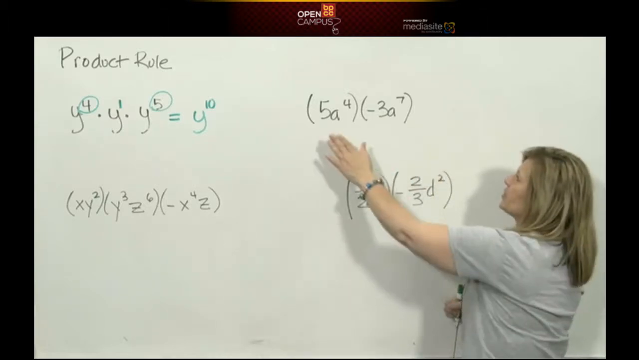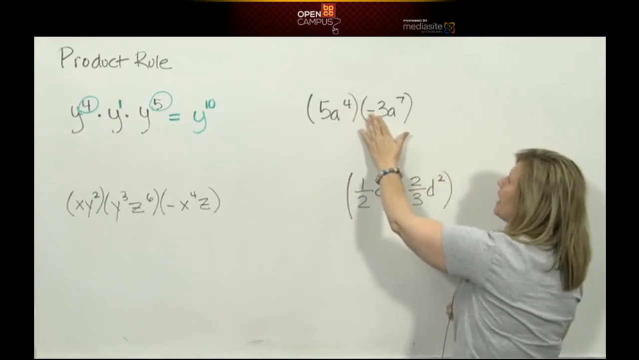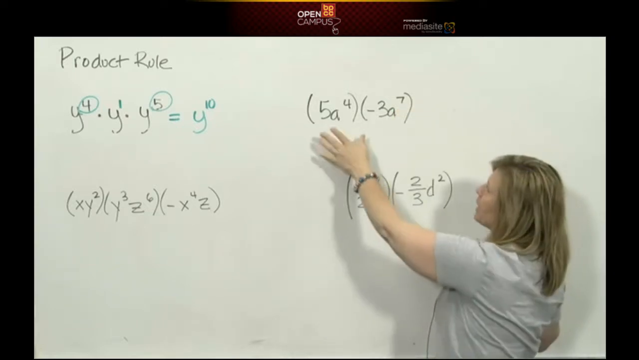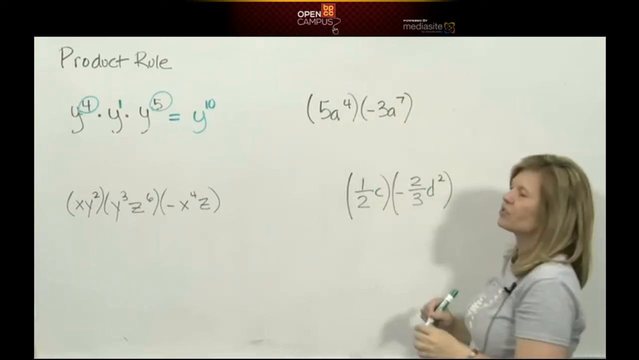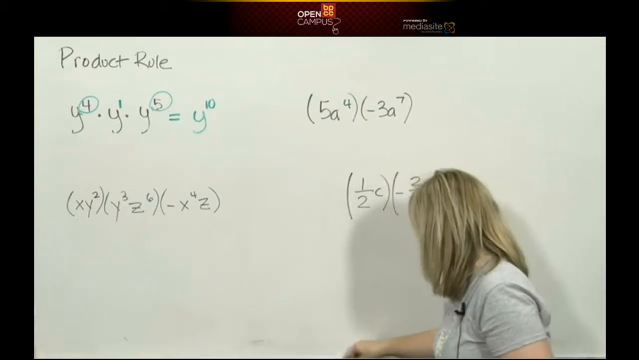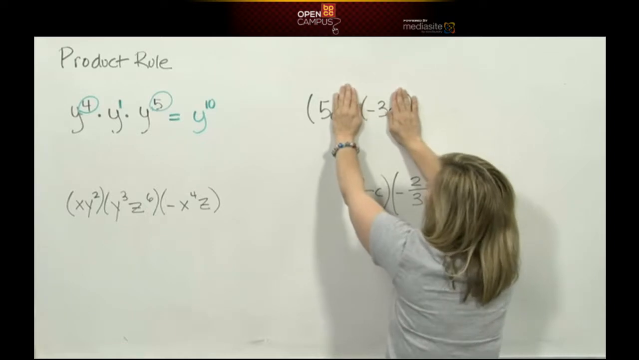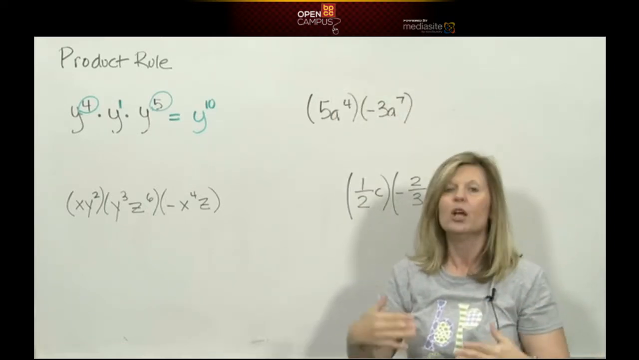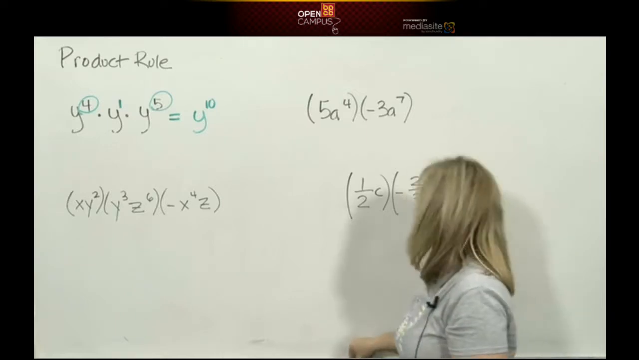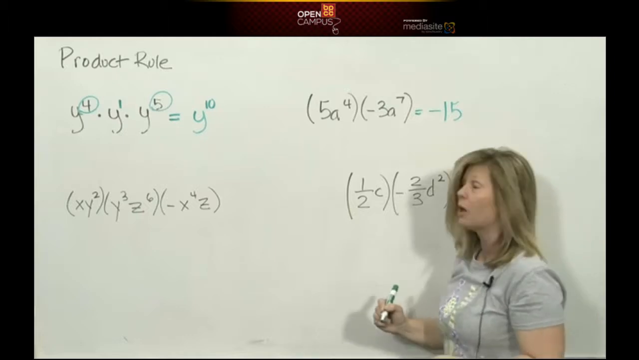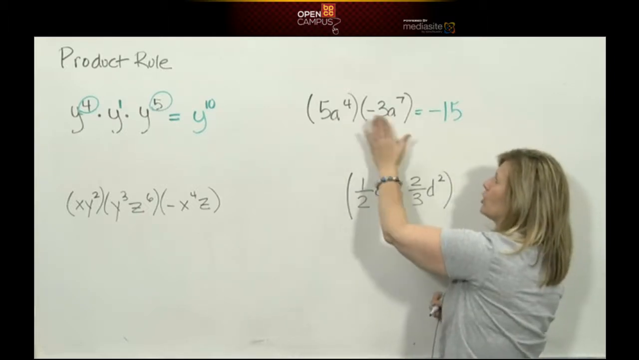Okay? This is 5a to the 4th times negative 3a to the 7th. Again, we know we're doing multiplication. These are side by side with parentheses. Now, everybody look. It would make common sense if I covered up the variables and that just said 5 times negative 3, you wouldn't have a problem. You would multiply the 5 times the negative 3, and you would get negative 15. So we're multiplying monomials, one term.